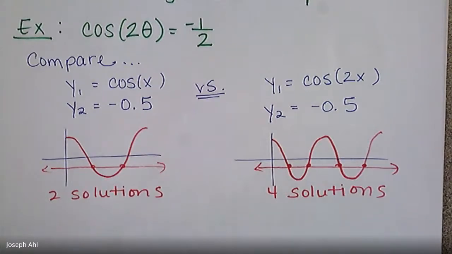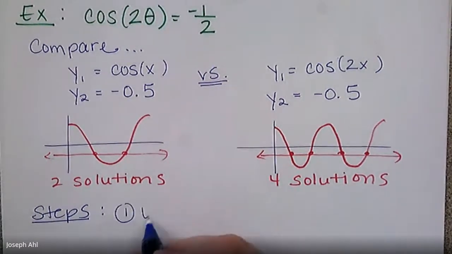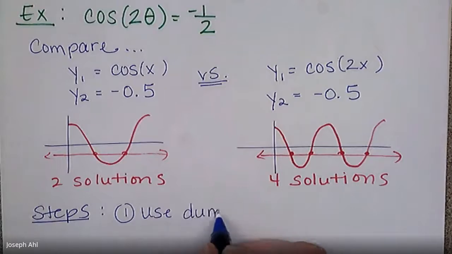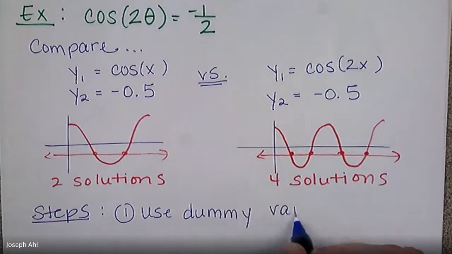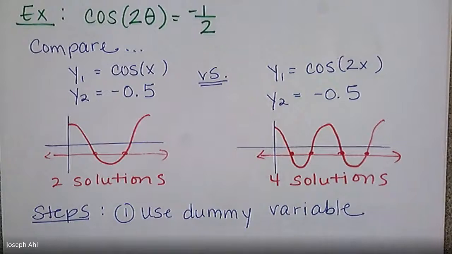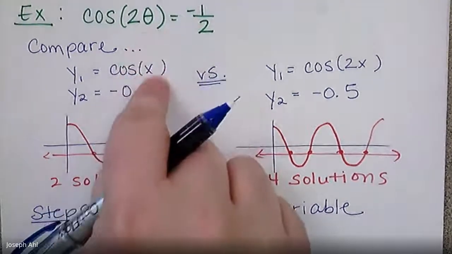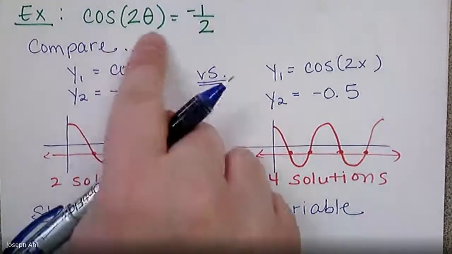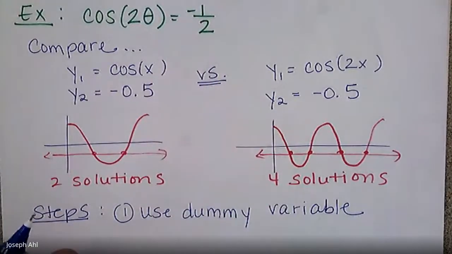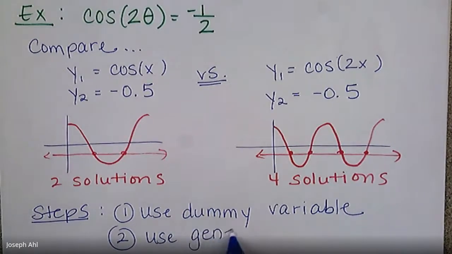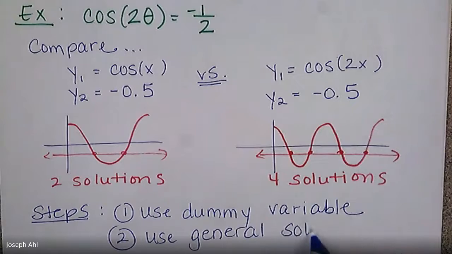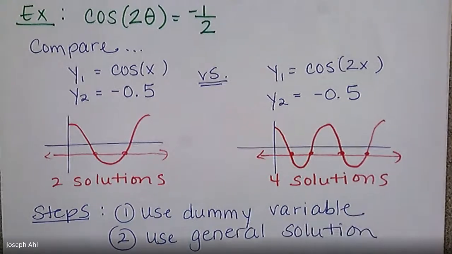And what we're going to do to do this algebraically, in terms of steps, is step 1, use a dummy variable. So we're going to replace 2 theta with a dummy variable like maybe x, because I can solve cos x equals -1/2 really easily algebraically. And then step 2, we're going to have to use the general solution to find all the other solutions.